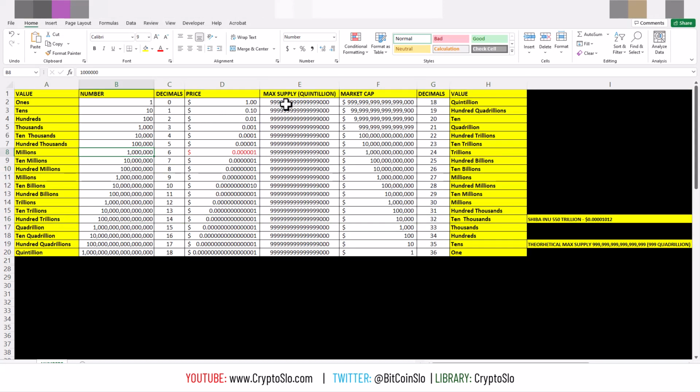This is the master number spreadsheet. First and foremost, you have to realize the supply of XEN can be 18 decimals. So in a worst case scenario, if you look at 3, 6, 9, 12, 15, 18 decimals, it's 999 quadrillion coins, or just like one coin short of a quintillion.